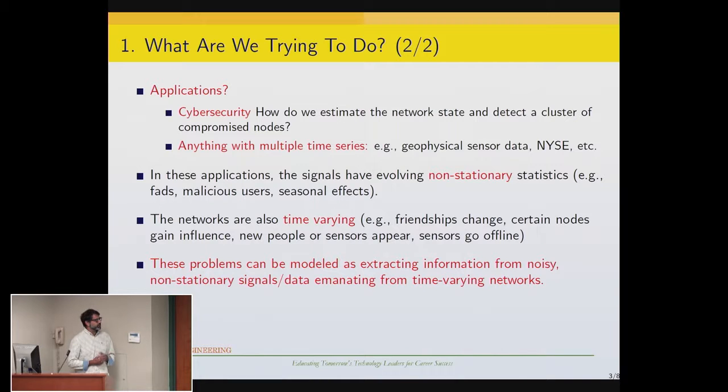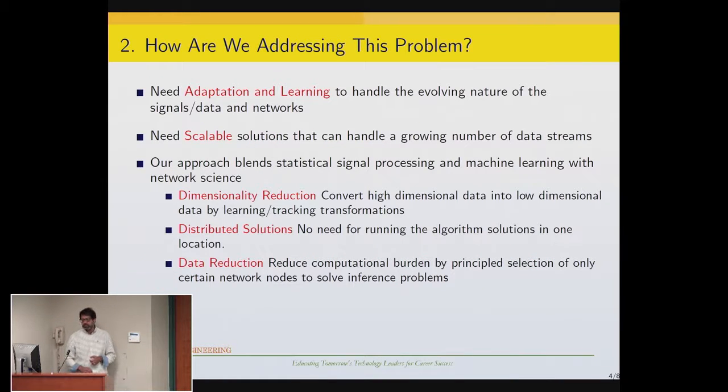But you have fads, malicious users, seasonal effects, things that are constantly changing. The network is time varying, so friendships could change, certain nodes gain influence, etc. Sensors go offline, some new sensors come in. And so what we do is we look at an analytical problem that captures all this, and so our work is more theoretical. These problems are basically modeled as extracting information from noisy, non-stationary signals and data emanating from time-varying networks. So we will focus on some fundamental work on this topic.